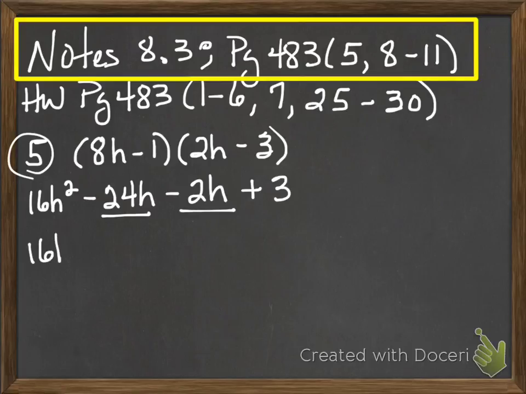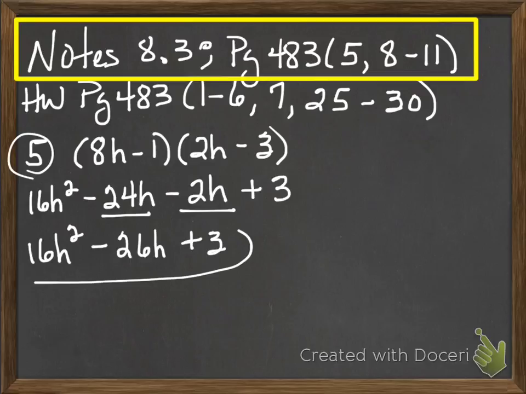So your final answer is going to be 16h squared. The second term is going to be positive 22h? Is it going to be positive? If you're combining two terms that are negative, you're going to add them and keep the sign. So that's going to give us a negative 26h. Then you're going to bring down the plus 3.